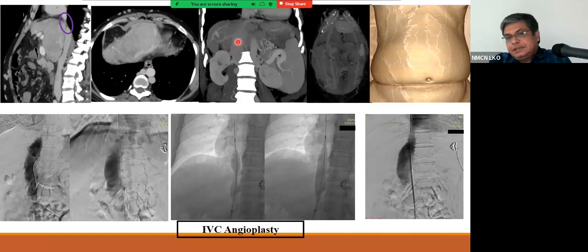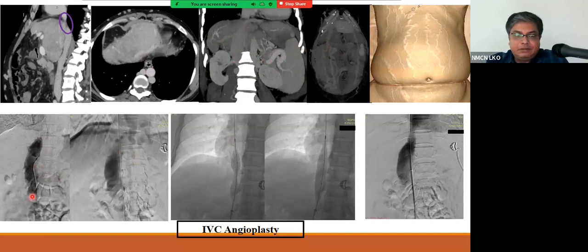Here we can appreciate on this coronal reformat a dilated patent lower IVC, patent accessory RHV, enlarged spleen, and dilated patent splenic vein. And in these images, that is reformatted images, MIP image, and volume rendered images, we can see extensive anterior abdominal wall collaterals. So this patient was taken up for recanalization procedure.